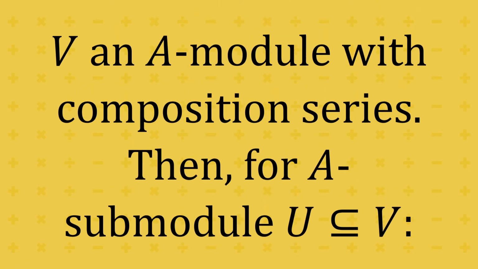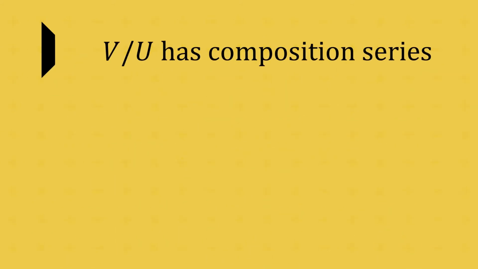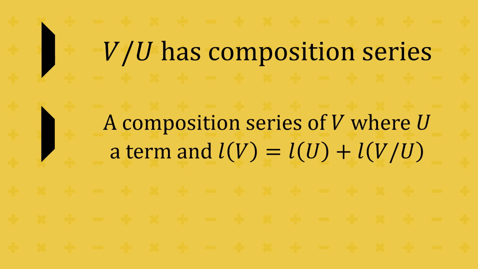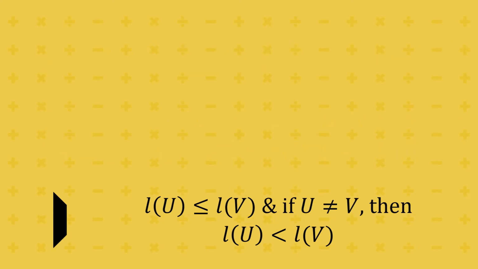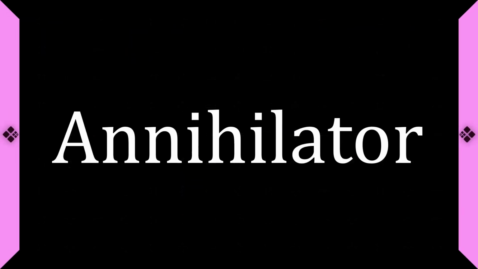Now let's give some useful results for the lengths of modules. Suppose V is an A module which has a composition series. Then for every A submodule U of V, first, the factor module V over U has a composition series. Second, there is a composition series of V where U is one of the terms, and moreover, L(V) is equal to L(U) plus L(V over U). Third, L(U) is less than or equal to L(V), and if U does not equal V, then L(U) is strictly less than L(V).